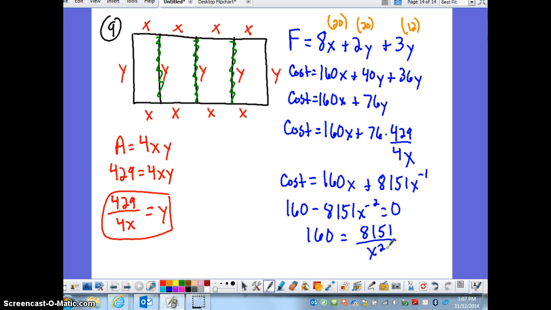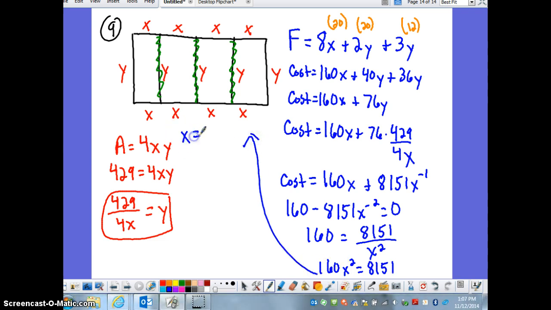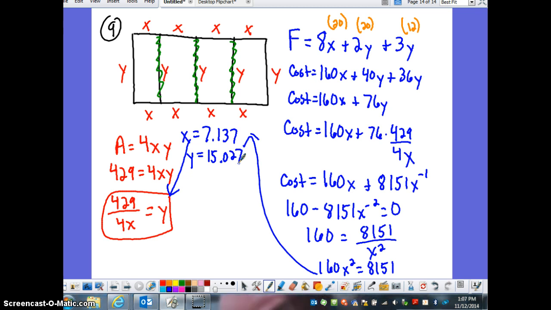Bring the 8151 over, so 160 is equal to 8,151 all over x squared. Bringing that x down at the bottom. Multiply by the x squared, so you get 160 x squared is equal to the 8151. Divide by 160 and take the square root to get your x. And when you do so, you end up with x here is equal to 7.137. All right, we always take that, plug it into our helper equation, solve for the y. And the y here comes out to be 15.027.